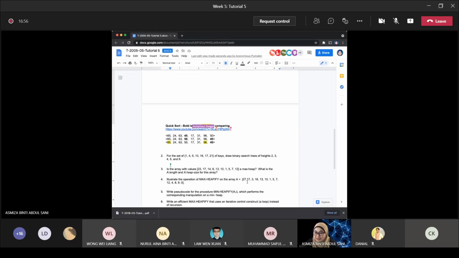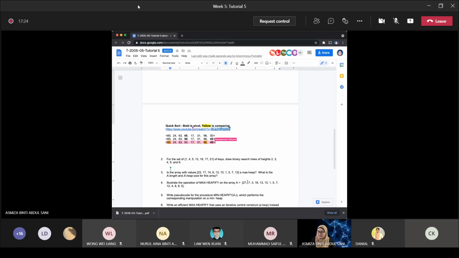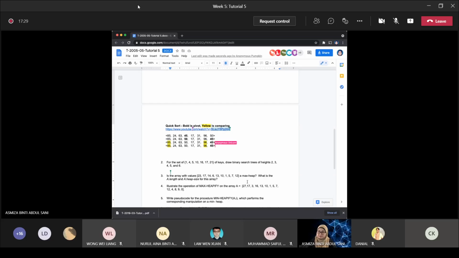So you will see how the comparing is a little bit different. It's not so much of a difference. It's just that your pointers are moving towards each other rather than moving in the same direction, because I believe you are still comparing with 45. I'm not sure whether you're comparing the pivot with 85 or with 96. So it depends on the algorithm that they're using for this one.